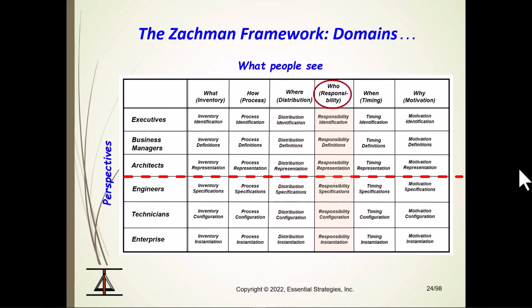And finally, who? Responsibility. Who are the people and organizations that are the enterprise? Moreover, who are the agents, customers, vendors, shippers, and so forth with which it deals? Note that in each column, there is a cell for each row that describes the column. These are the identification, definition, representation, specification, configuration, and instantiation of the concepts that constitute the column.